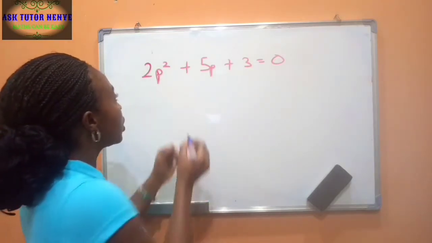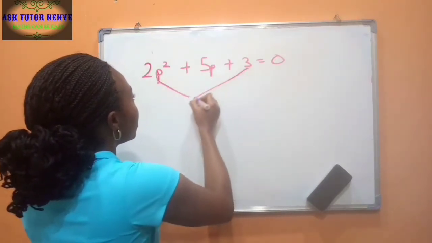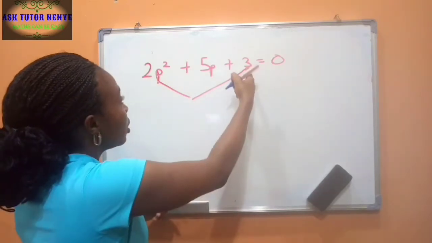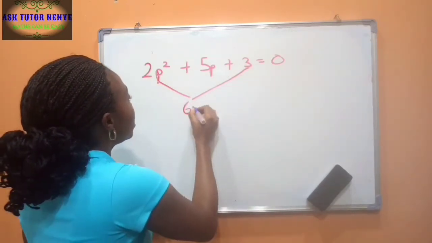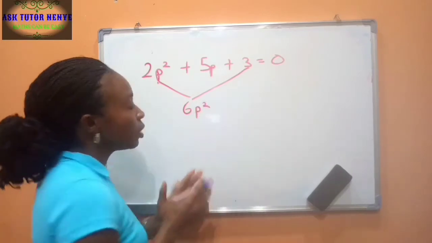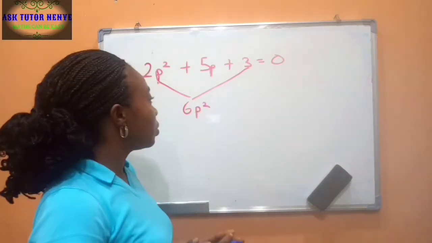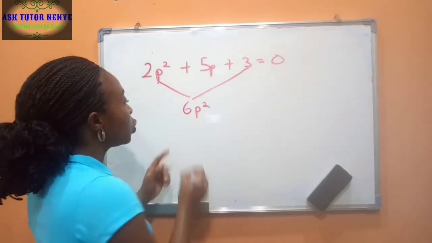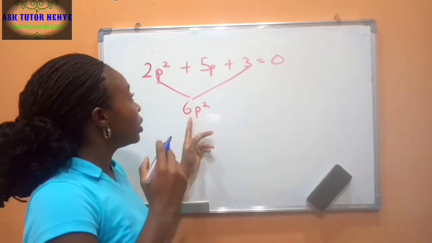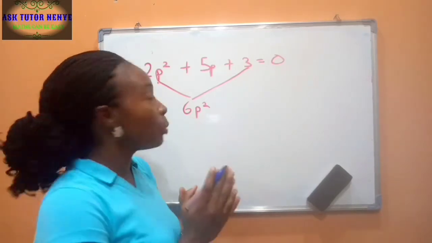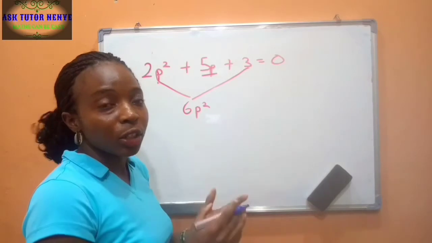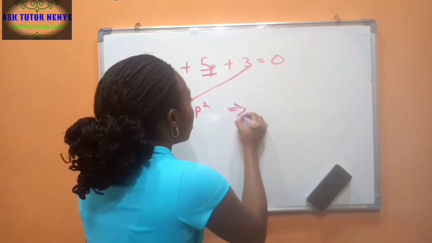To solve this, the first thing we are going to do is to multiply these terms. By the time we do 2p squared times 3, we are going to have 6p squared. So the next thing we are going to do is to think of the two possible factors, two numbers that when we multiply those two numbers, we are going to have 6p squared, and when we sum up those numbers, it's going to give us plus 5p. So let us list out our possible factors.